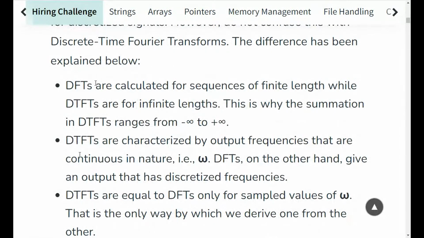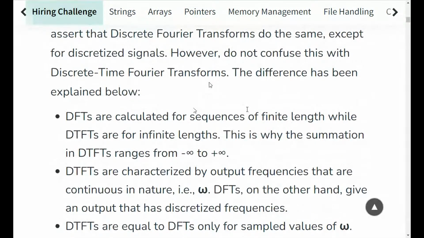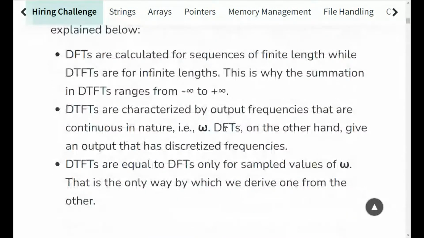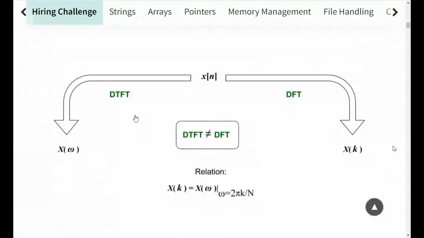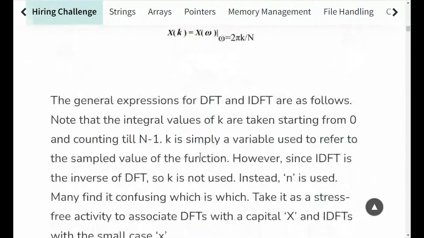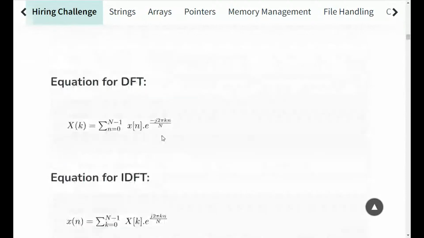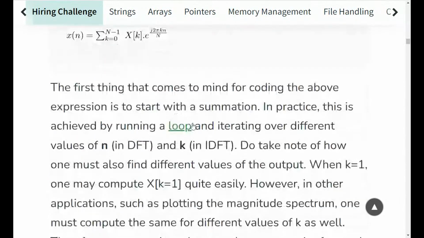Discrete Fourier transforms are calculated for sequences of finite length, while DTFTs are infinite length. That is your time series. Discrete time Fourier transform is different, and we will not go into the difference. They have explained the difference. We don't need the difference. This is the formula for discrete Fourier transform.